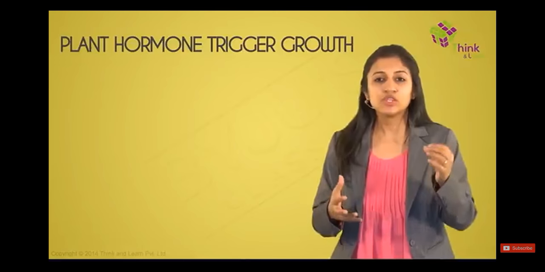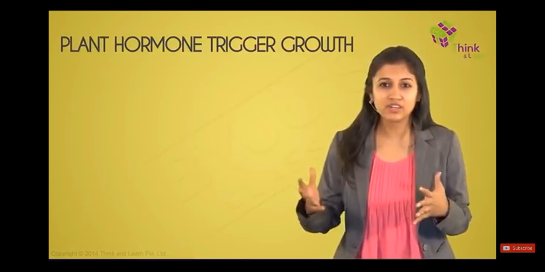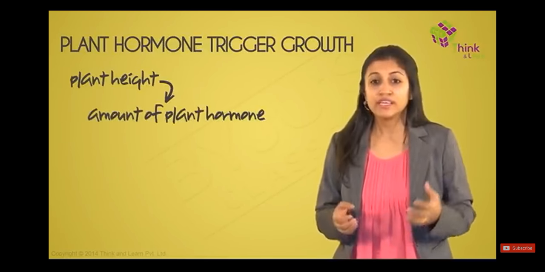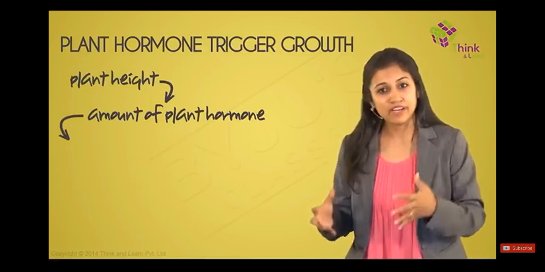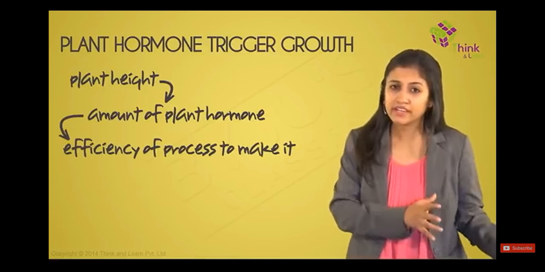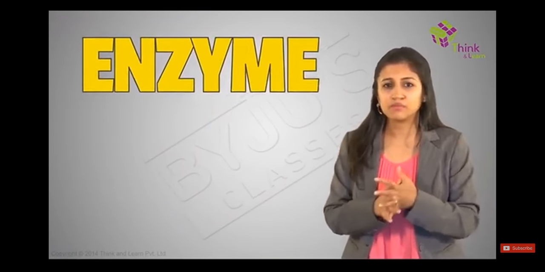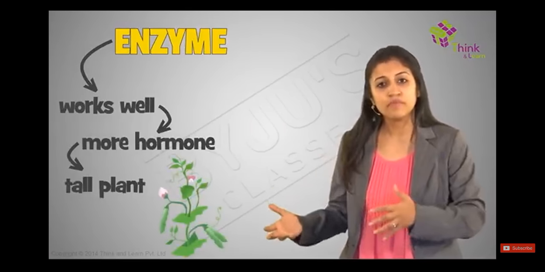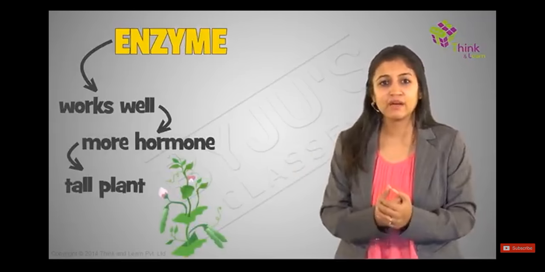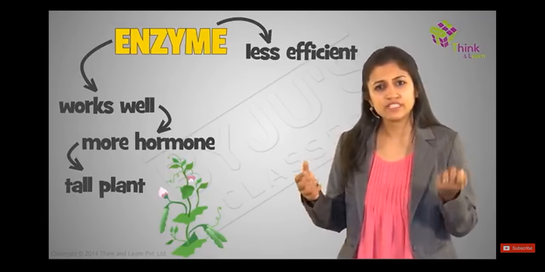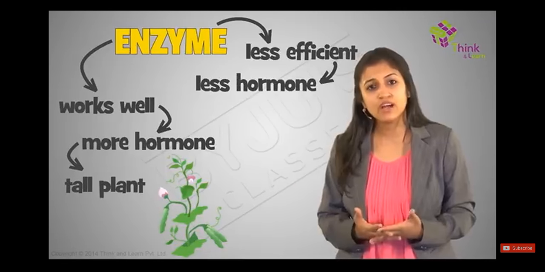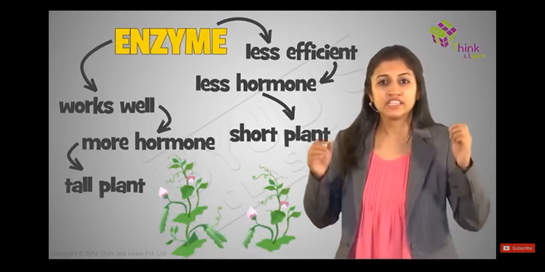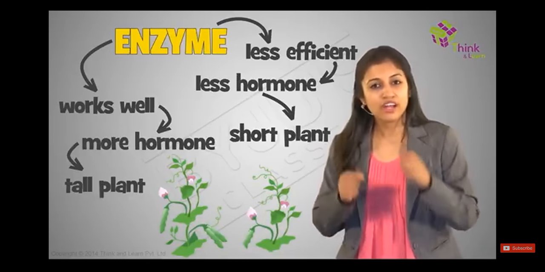Tallness is a characteristic. Now we know that plants have hormones that can trigger growth. Plant height can depend on the amount of a particular plant hormone. The amount of the plant hormone made will depend on the efficiency of the process for making it. Now consider an enzyme that is important for this process. If this enzyme works well, a lot of hormone will be made and the plant will be tall. If the gene for that enzyme has an alteration that makes the enzyme less efficient, the amount of hormone will be lesser and the plant will be short. And that's exactly how we can confidently say that genes control characteristics or traits.